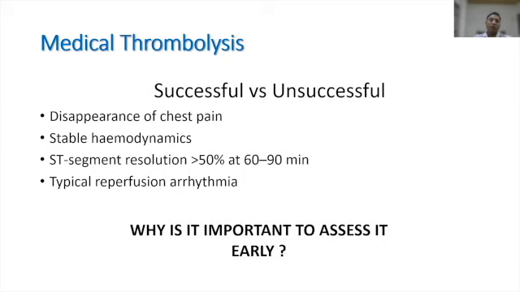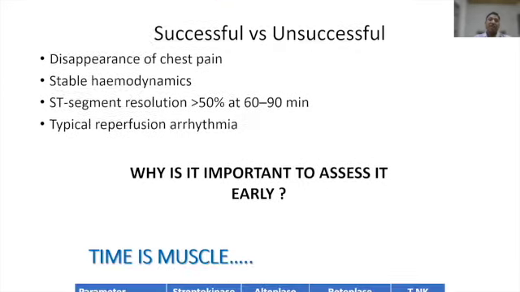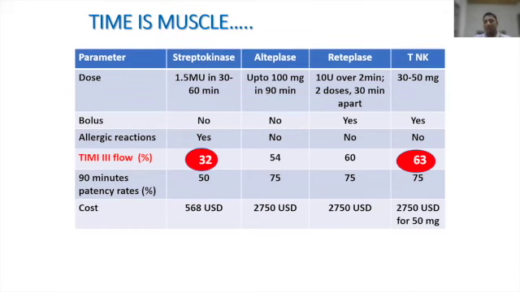So why is it important to assess it early? As I told you, time is muscle. So you can see the various drugs we are using for medical thrombolysis. For example, in ancient days we used streptokinase, and now fortunately we have tenecteplase. If you see the TIMI 3 flow percentage with streptokinase, it is only around 30% compared to tenecteplase, which was 63%. But primary PCI has around 90 to 95% success rate to get TIMI 3 flow back.